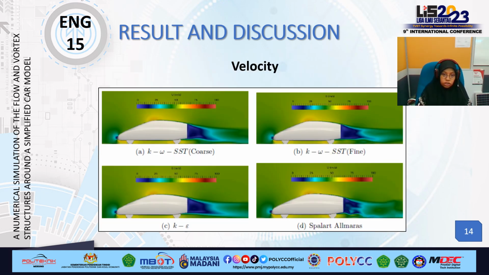Velocity for steady state, the k-epsilon gives the best result because it goes in the turbulence area, which is the rear area of the car, and Spalart-Allmaras gives an unsteady result because it is not good in the turbulence area. For the transients, the result is nearly the same for all models.